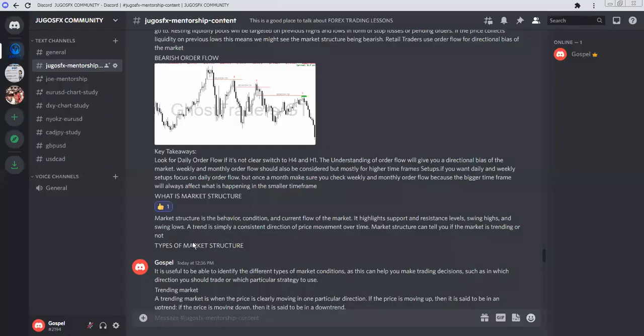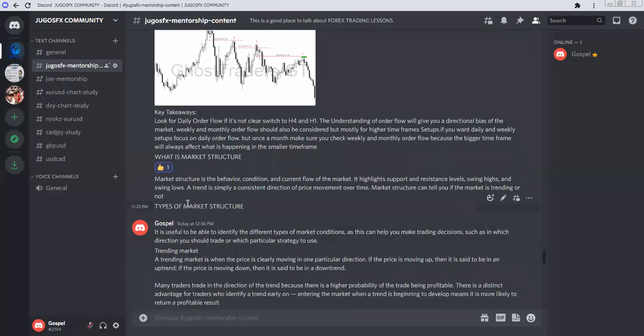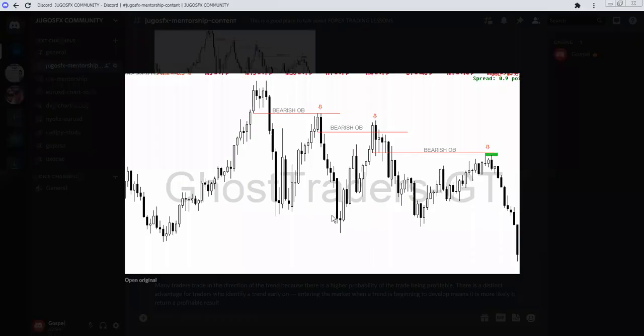Let's go back to the Discord. So we have already talked about types of market structure. Remember, I said market structure is the behavior or condition and the current flow of a market. All right, where is the direction? Where is the flow? Where is the market going? Is it creating higher highs or higher lows? Now, looking at this picture, this is a downtrend, right? The market is breaking lower lows, creating lower highs, breaking lower lows, and so on. So this is a downtrend.